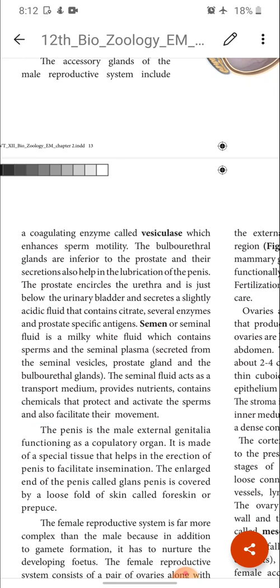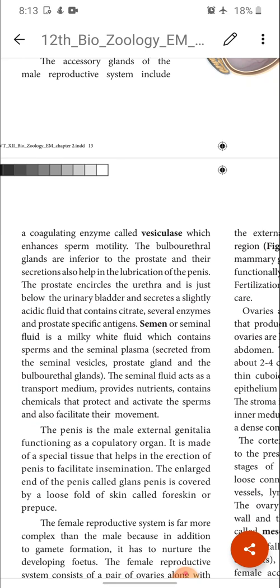Then the prostate encircles the urethra. Yes, already I said the ejaculatory duct passes through the prostate gland. So the prostate encircles the urethra and is just below the urinary bladder. What is its secretion? It is highly acidic in nature.